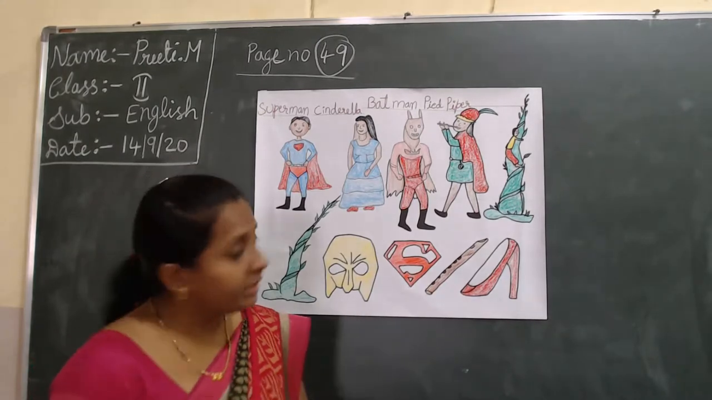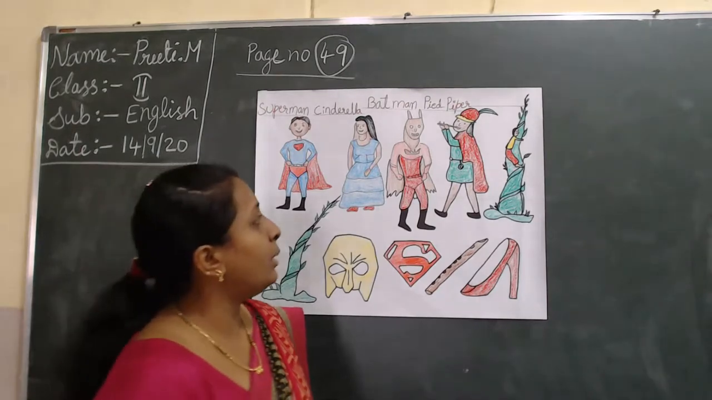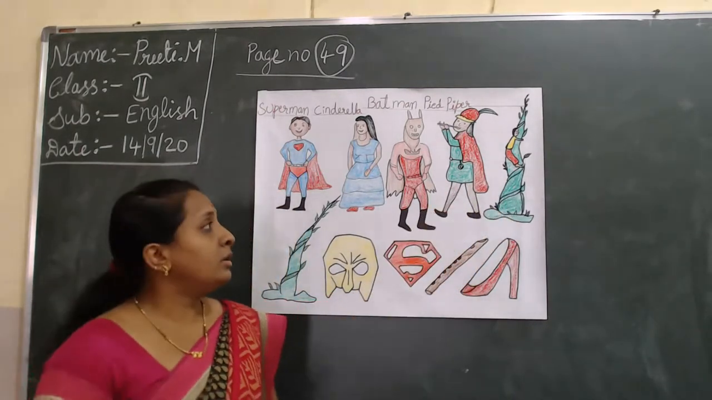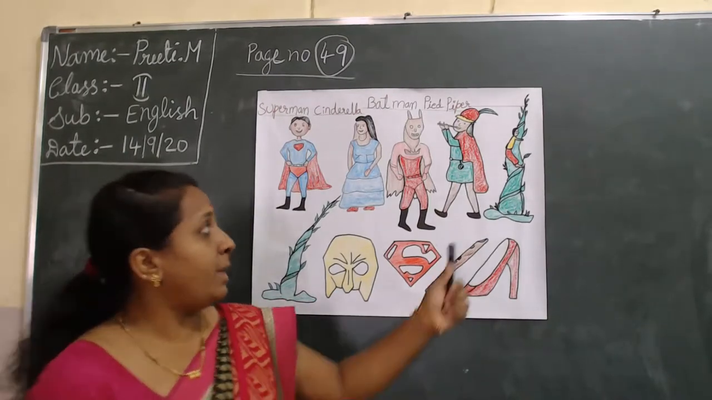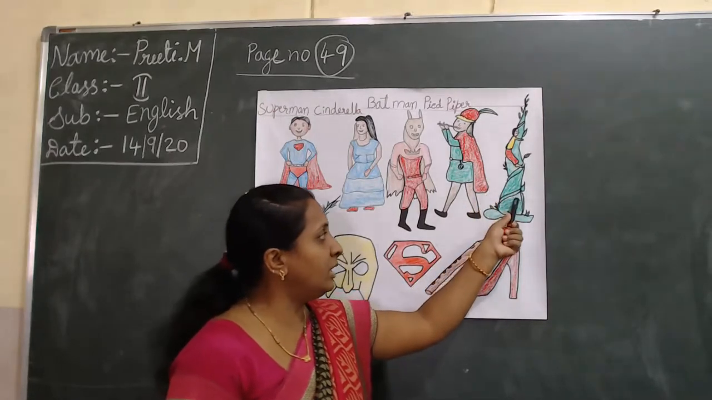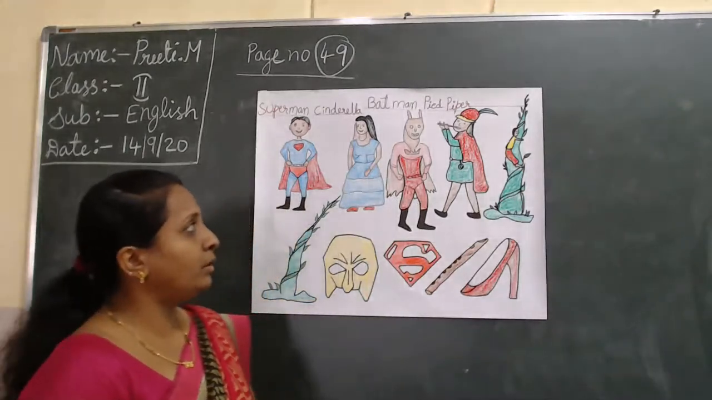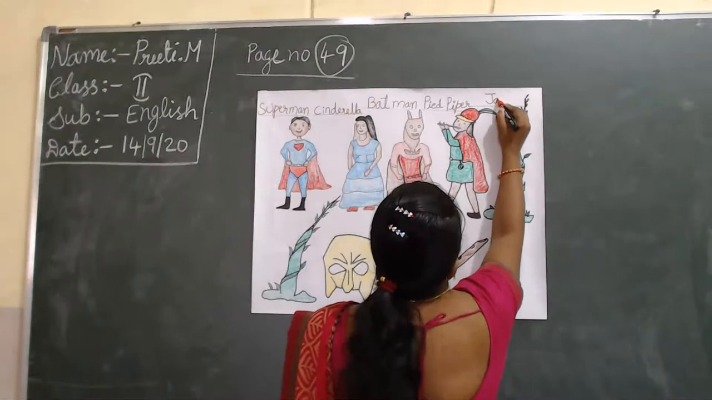It is a story for kids. The story is about a boy named Jack and his mother and the magic bean. It is a story about Jack, his mother and this magic bean. Who is he? He is Jack.